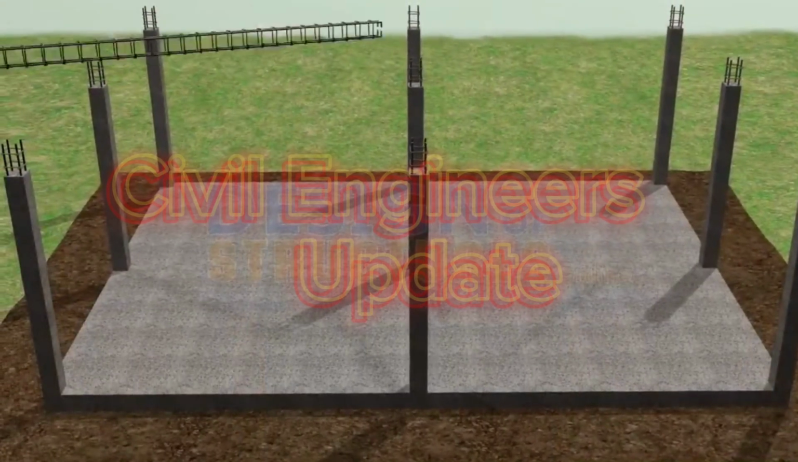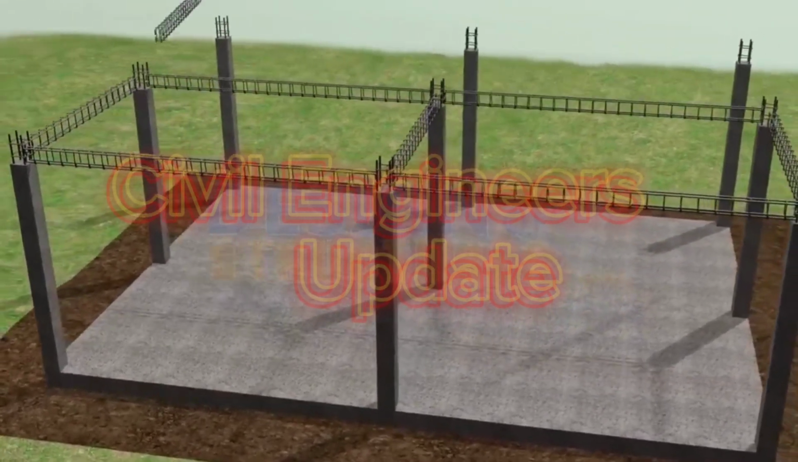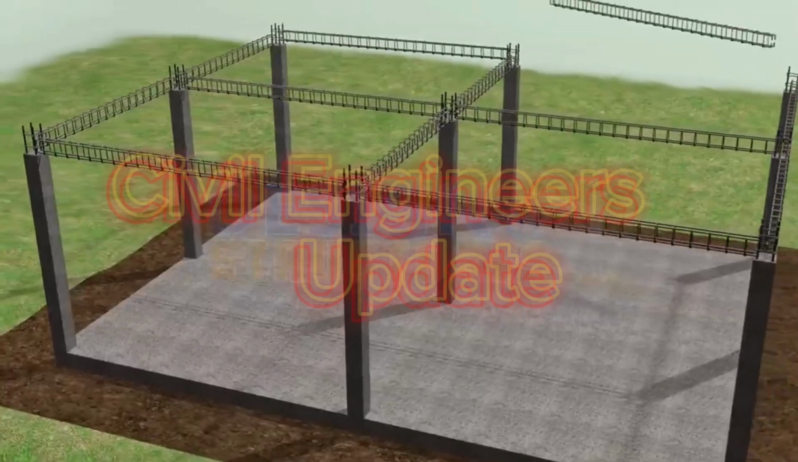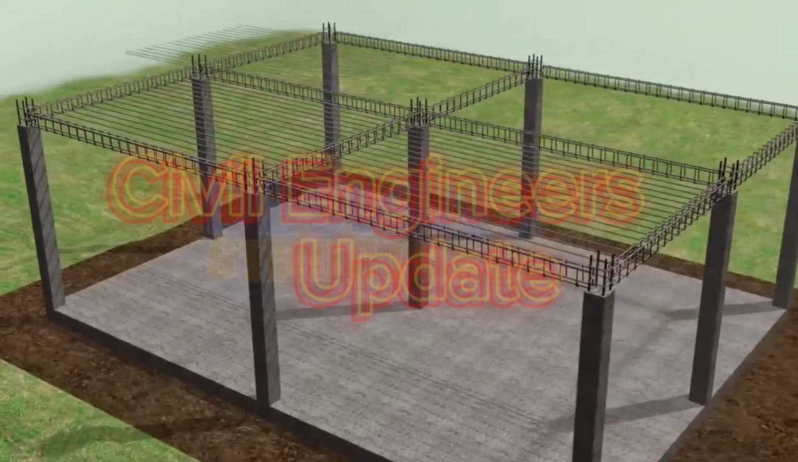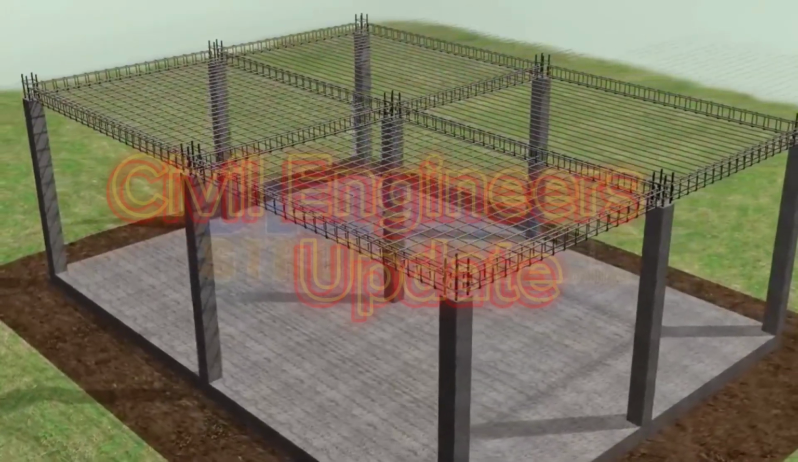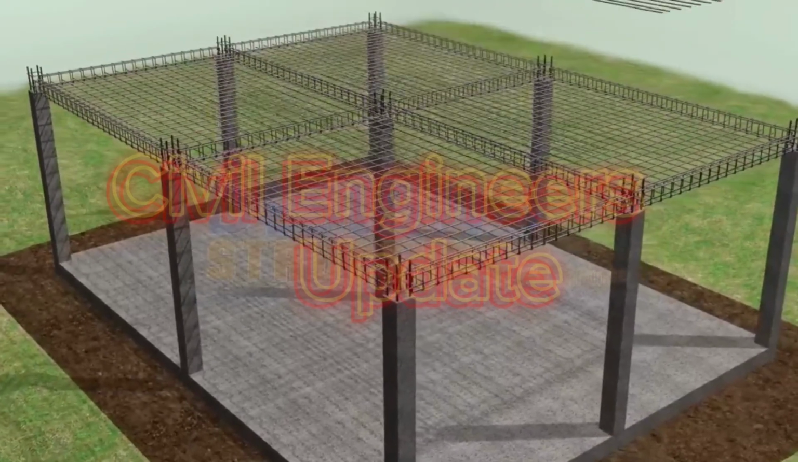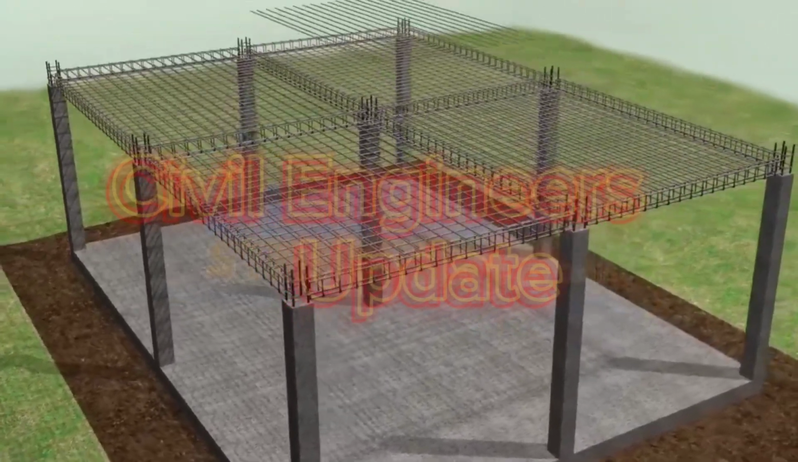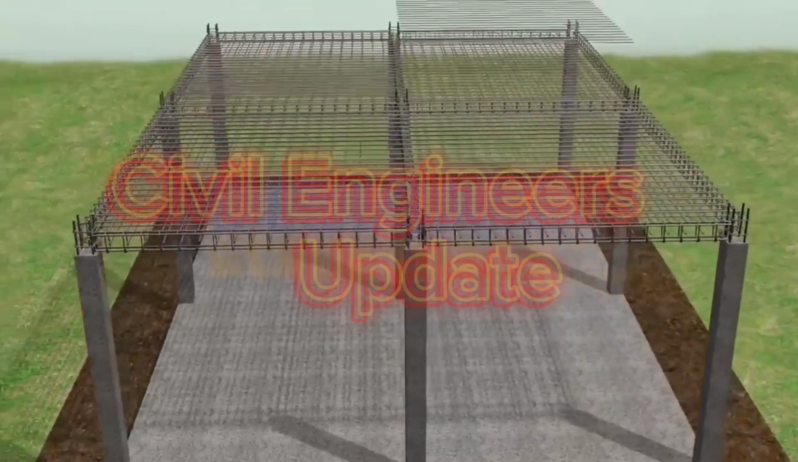Beam reinforcement. Beam reinforcement shall be as per drawings. Slab reinforcement. Slab reinforcement shall be as per drawings. Main bars and distribution bars shall be placed as per design. Slab reinforcement should be properly anchored with beam bars.